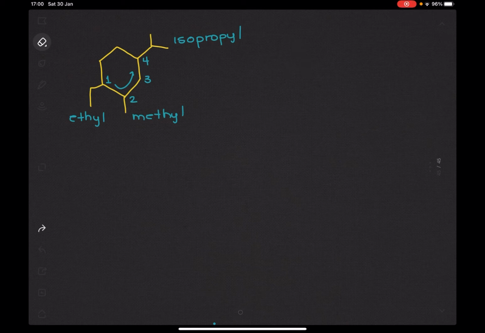So now I do follow the rules of alkanes to put them in alphabetical order. So I have 1 ethyl, 4 isopropyl, 2 methyl, cyclohexane.